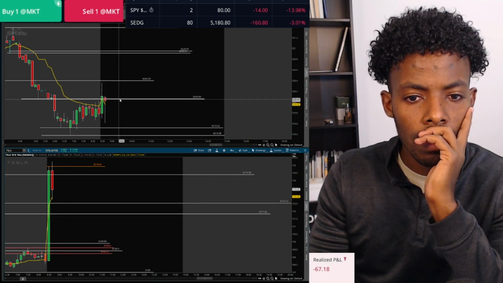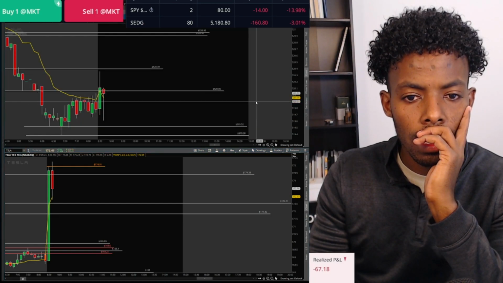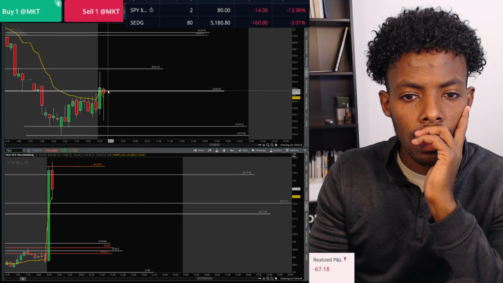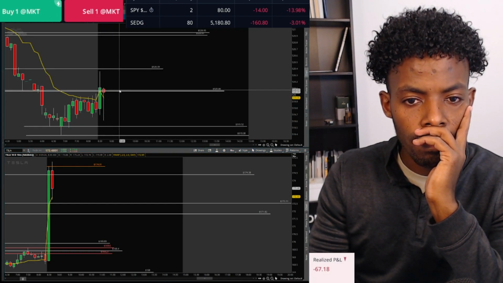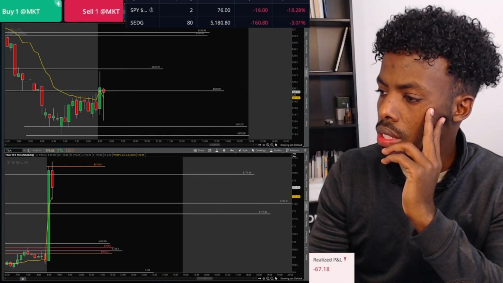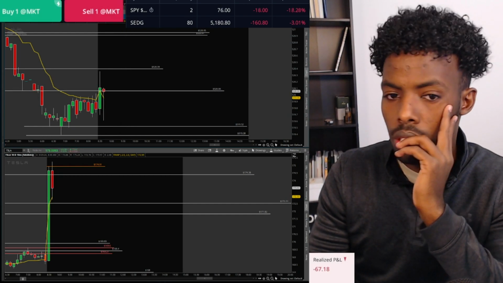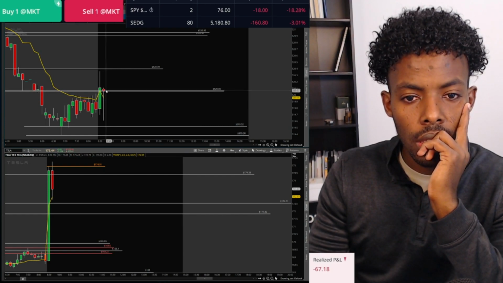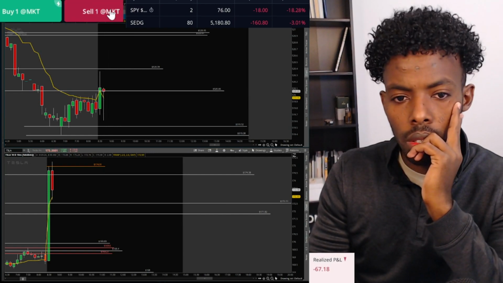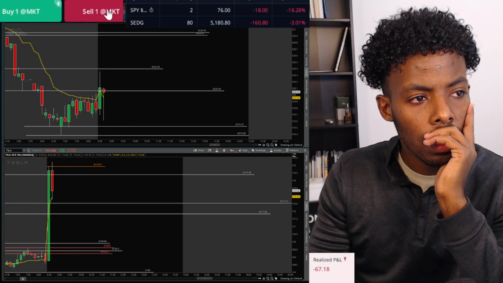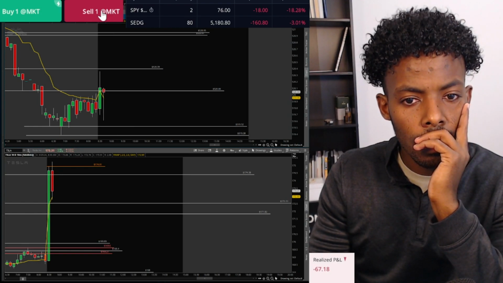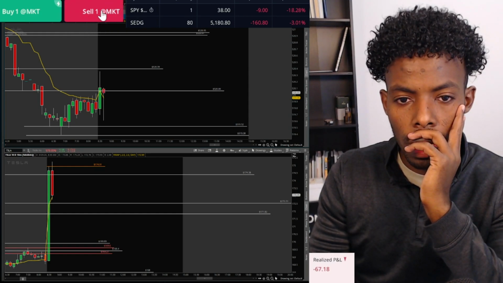Okay, here we go. Let's go to SPY so we can get out of this position because it's right here. Now it's above the level, so I'm gonna go ahead and cool it off. Went ahead and took one off real quick.